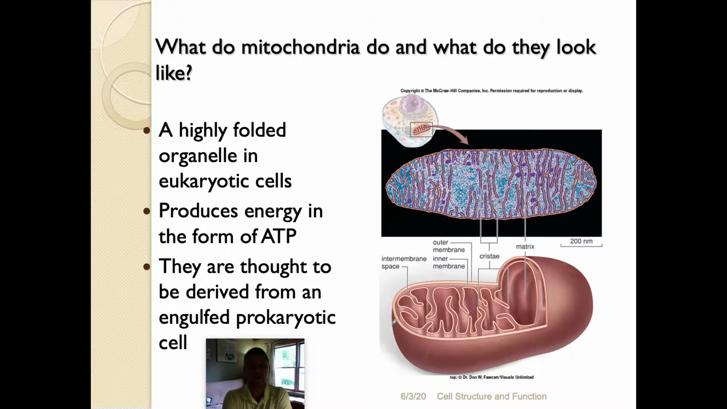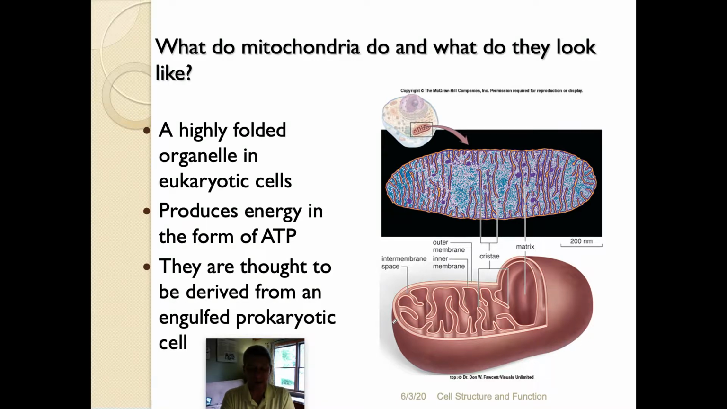Now, interestingly enough, the mitochondria are thought to have evolved from prokaryotic cells that were engulfed by bigger cells. There's a couple of reasons for this, but mainly it's because mitochondria actually contain their own DNA that's not part of our genome. It doesn't contribute to our genetic genotype and phenotype. And they also reproduce independently from the rest of the cell.